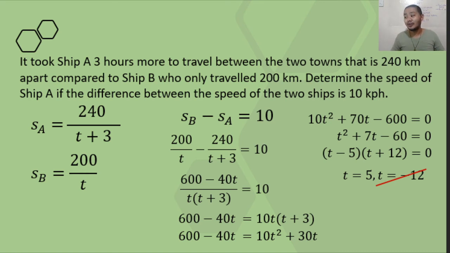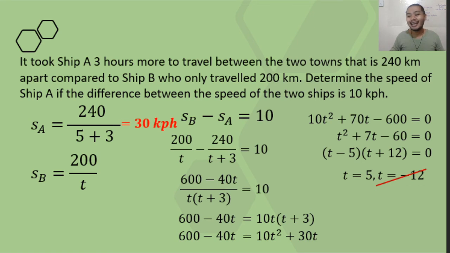Okay? So, therefore, yung time dito is 5. Or yung value ng t dito is 5. So, ang hinahanap lang natin dito is determine the speed of shape A. So, ibig sabihin, focus lang tayo dito. So, ibig sabihin, yung value ng t, papalitan natin yan ng 5. Simplifying this fraction, 240 over 8, and that would be 30 kilometers per hour.